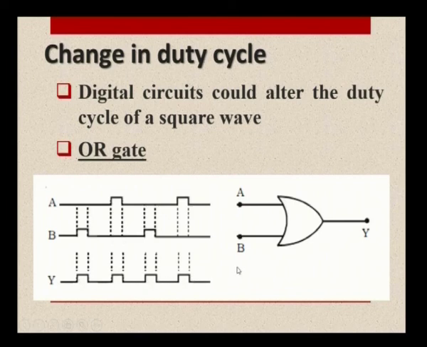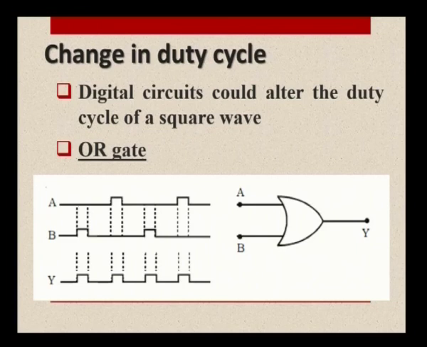So, what is the conclusion after having a look at a typical OR gate which produces a waveform for two different inputs given to the two terminals A and B?